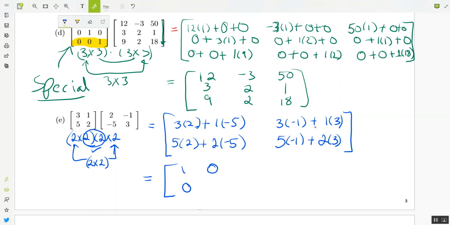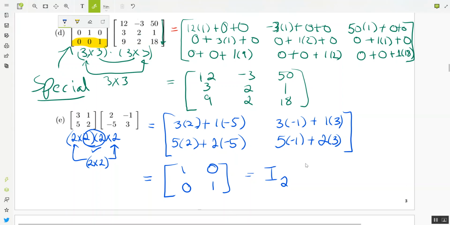5 times negative 1 will be negative 5, plus 2 times 3 is also 6, so this is going to add to be 1. Oh, look, it's I2. See why I saved this? So it is special when you multiply two matrices and get I, because I behaves like 1. So this is like I multiplied two things together and got 1. Interesting. When does that happen?